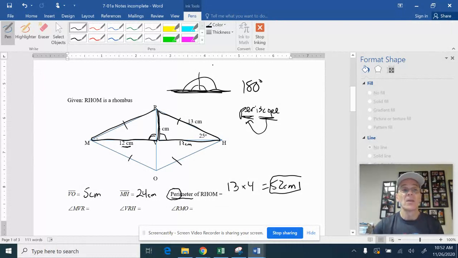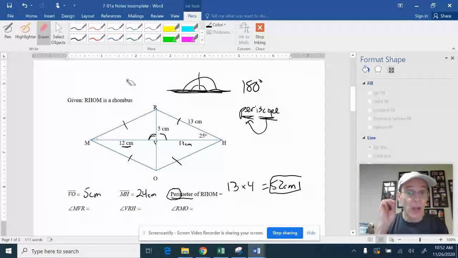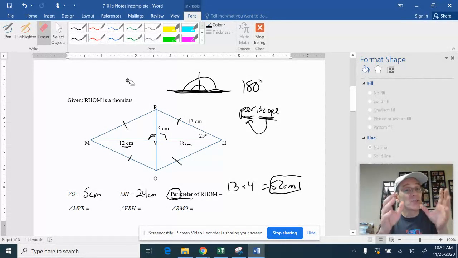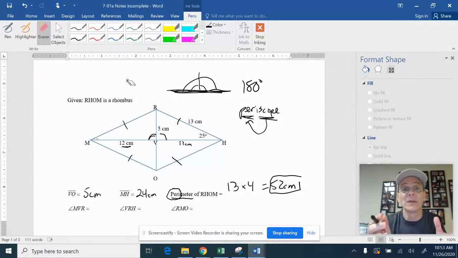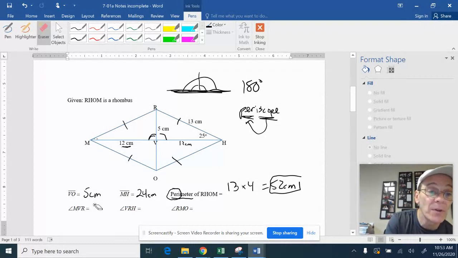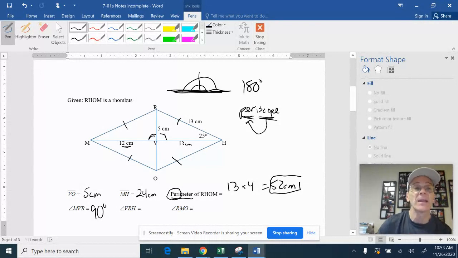But all I'm asking you to do in this unit is to say, well, it's a rhombus, so this is a special kind of quadrilateral. It's not some random quadrilateral. And if things look like right angles, they're right angles. So MVR would be 90 degrees. Okay, how about angle VRH? Again, let me erase what's in there.